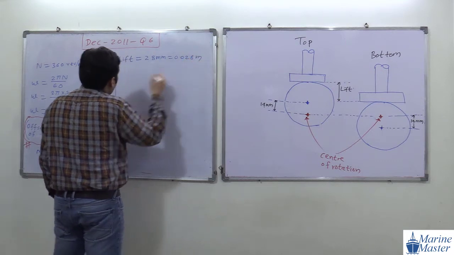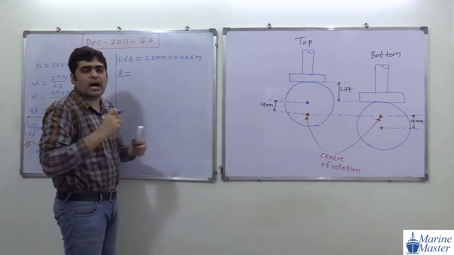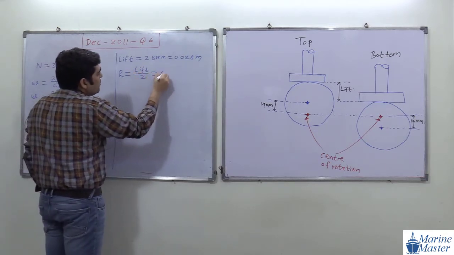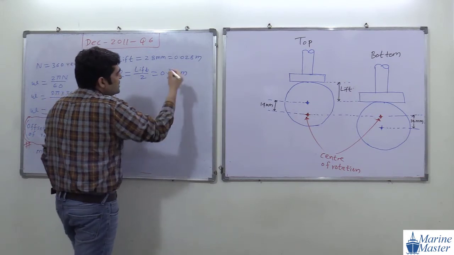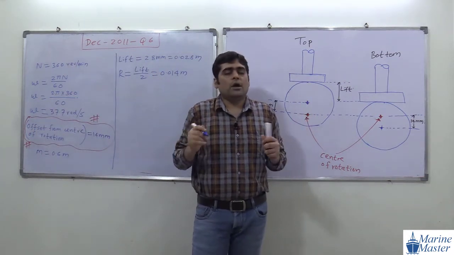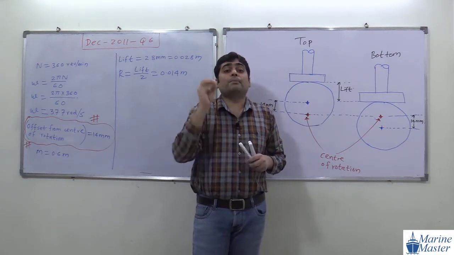28 mm means 0.028 meter. So what will be the amplitude of SHM, R? R will be equal to lift by 2 or stroke by 2, so 0.014 meter. Try to see the scenario here. So now our question is almost solved. All the remaining parts are very, very easy. The twist in this question is to find out the lift.